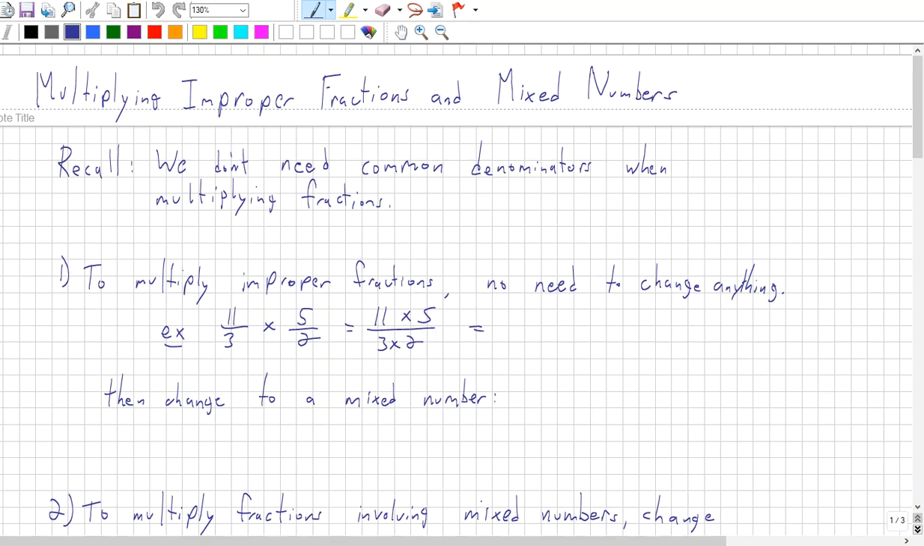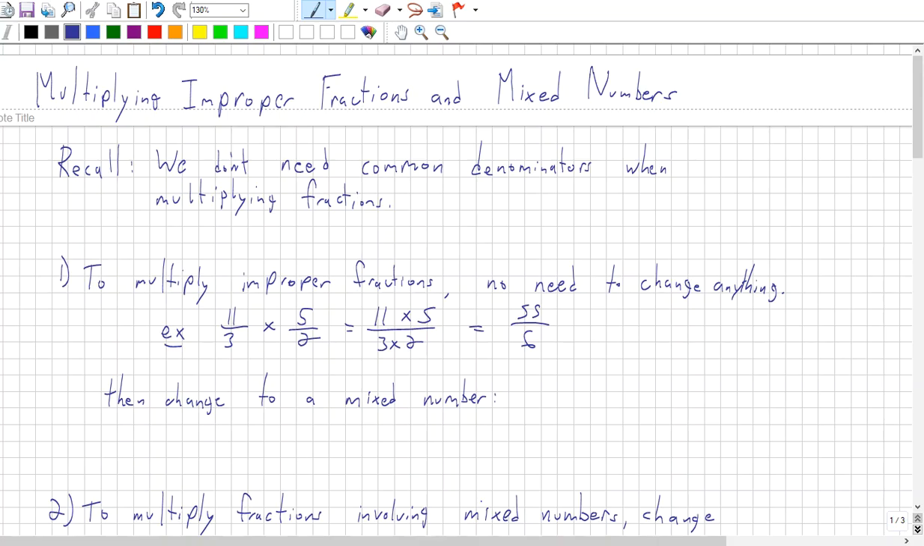We don't need common denominators at all when multiplying fractions. To multiply improper fractions, no need to change anything, right? So for example, 11 over 3 times 5 over 2, we just multiply the numerators together to get 55, and the denominators together to get 6. So we end up getting 55 over 6.